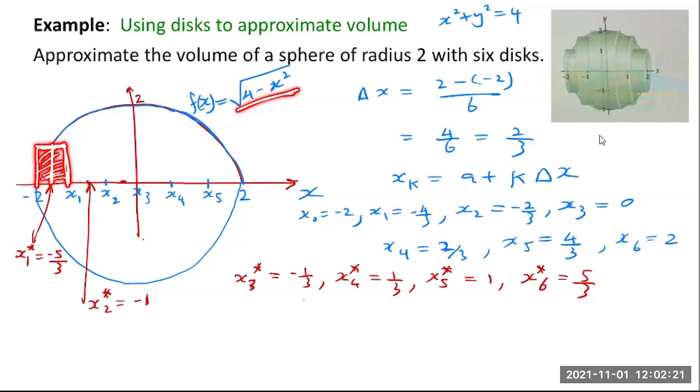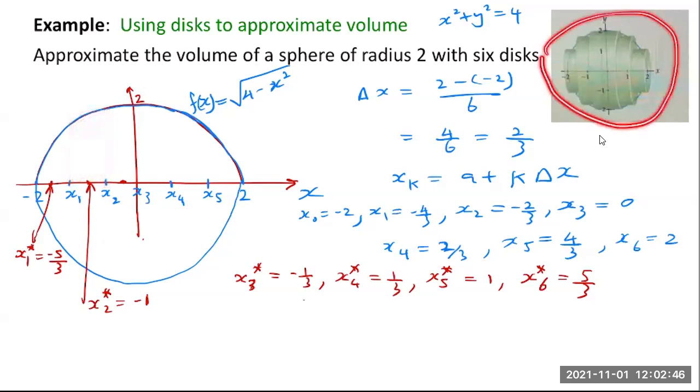Okay. And I do a similar thing for the next interval also. You go to the next interval, you find the height of this function at the midpoint of that interval. And then with that height, I construct a rectangle like this. Now I rotate this rectangle about the x-axis. Then I get a disk in the second interval. So on and so forth. You get a bunch of disks.